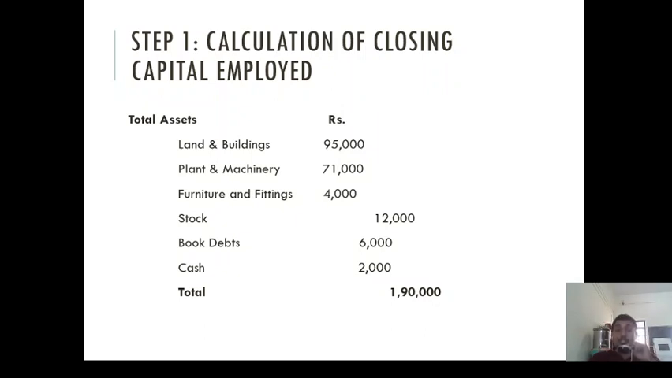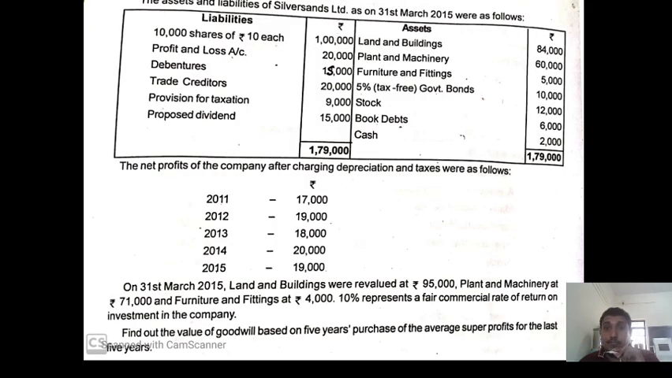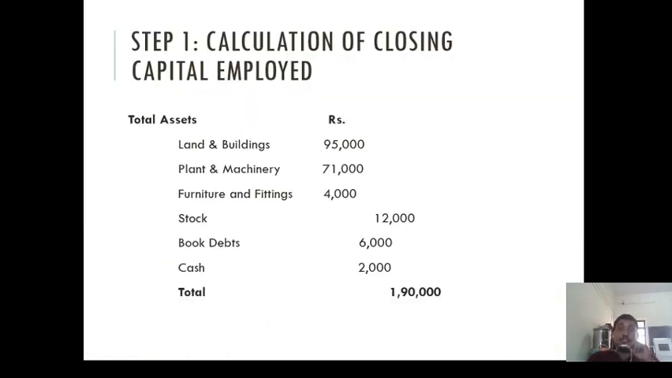Land and building, if you see, the balance sheet value of land and building is 84,000. But they have given a revalued value. The revalued value of the land and building is rupees 95,000. You can see it in the adjustment: on 31st March 2015, land and buildings were revalued at rupees 95,000. So you take the revalued value, 95,000.